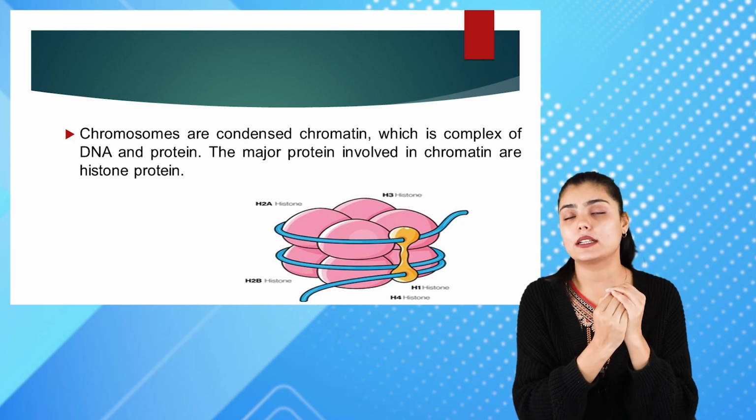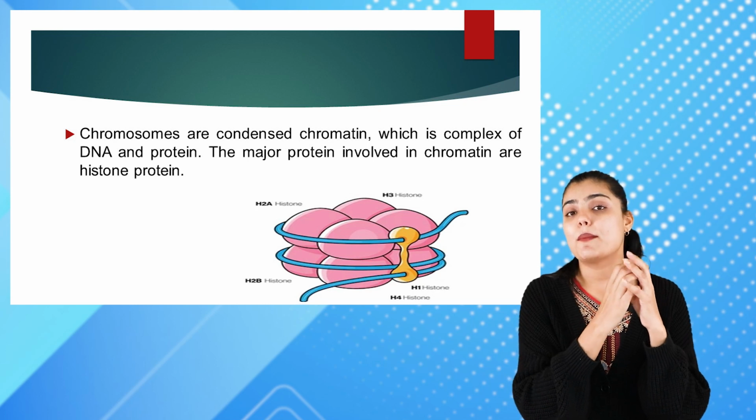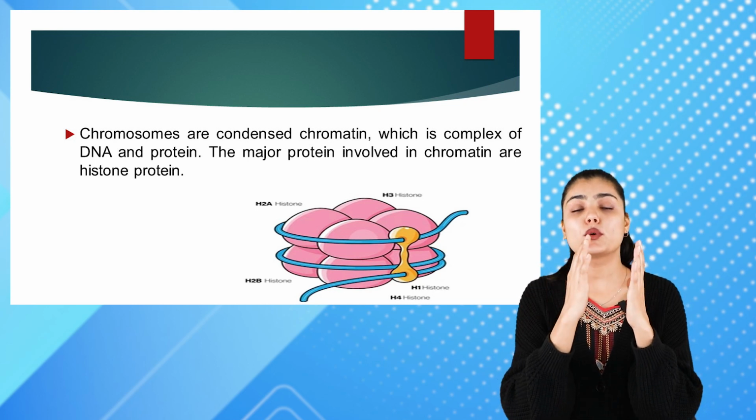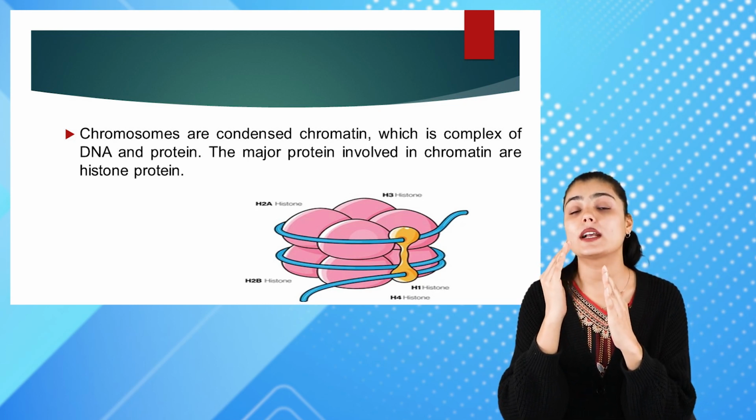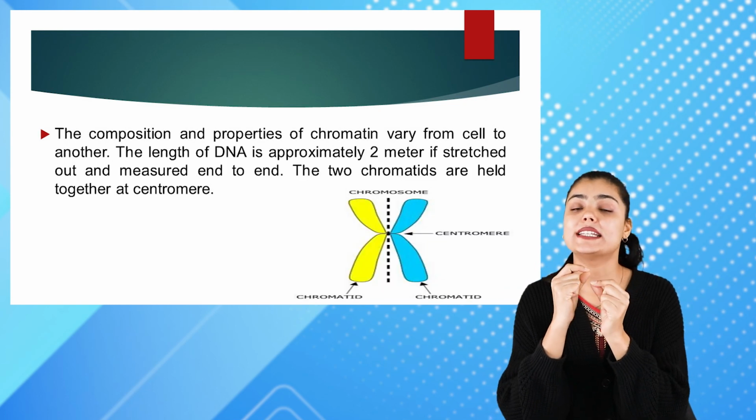When it combines, it forms a condensed chromosome. So we can say that chromosomes are condensed chromatin. As I said, the chromosomes are condensed chromatin.